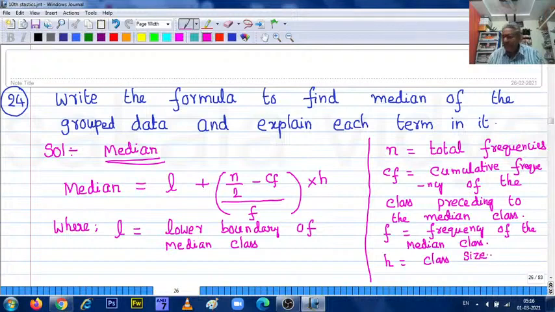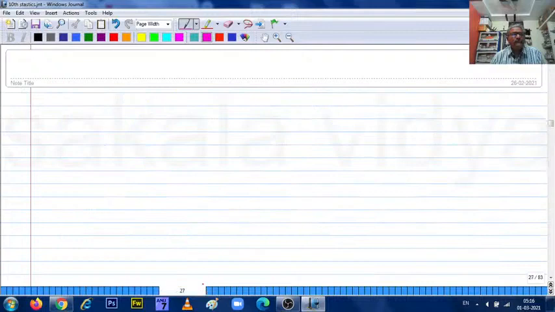So in this way we need to remember the three formulae. The 22nd question, 23rd question and 24th question are related to the formulae of the mean, mode and median respectively. Now the 25th question.